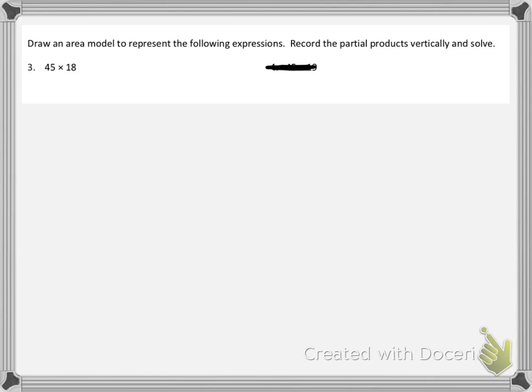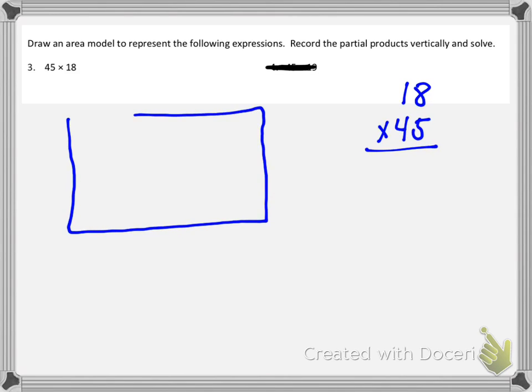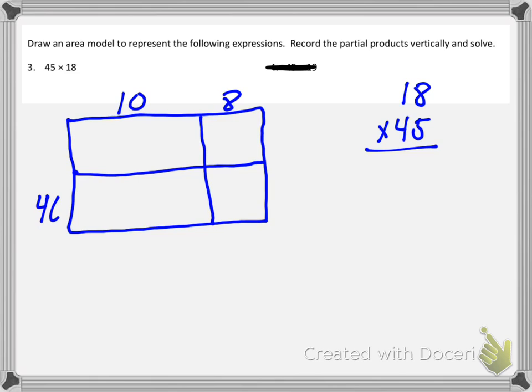All right, next one, we're going to do 45 times 18. So it's going to be 18 times 45. And I'm going to set up and use an area model to represent the following expression. If I make my area model, remember I'm not the best at making these. Remember, one side's going to be bigger than the other because it's a larger digit. And we're going to decompose 18, and over here is going to be our 10, and our ones is an 8. And on the other side, 45, the 40 is going to be on the bottom, and the 5 is going to be on the top.